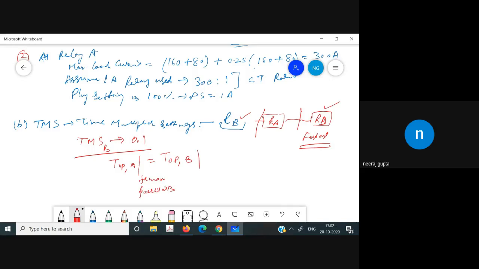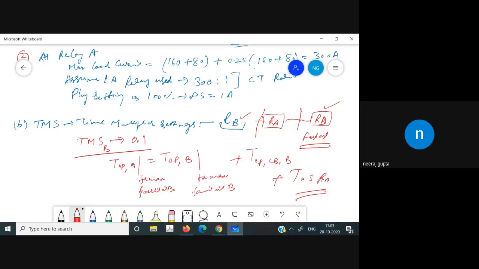Is equal to the operating time of B for maximum fault at B plus circuit breaker operating time at B plus overshoot time. So that thing we have to take into consideration that we have already discussed.